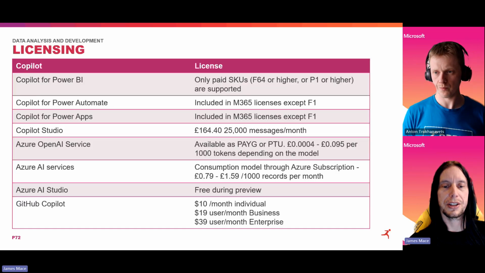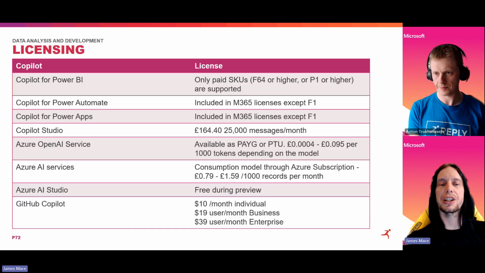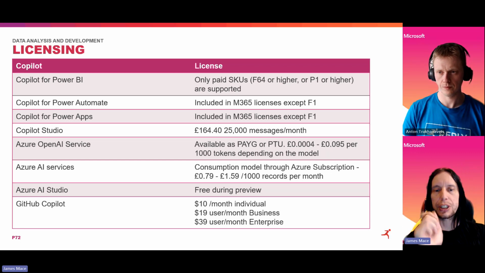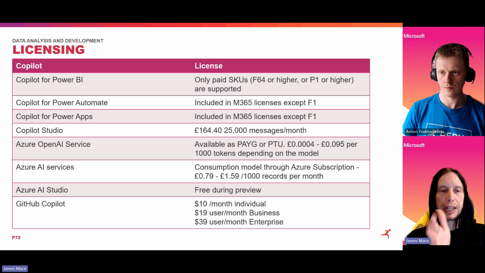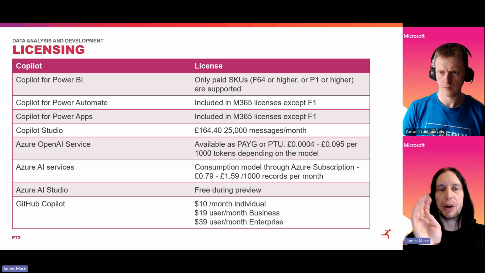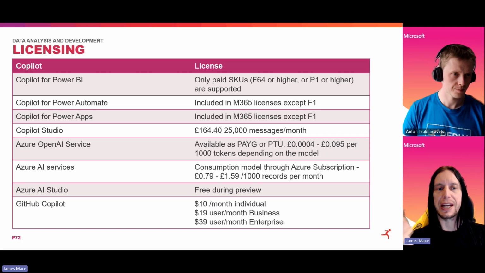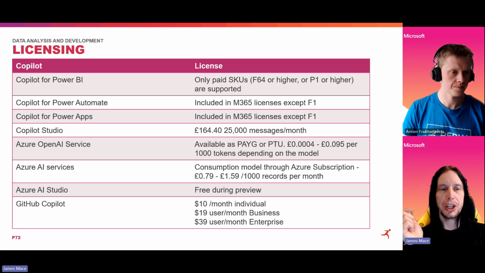Great, thanks, Ant. So just to summarize this section, a lot of what we talked about falls into that consumption model, except for GitHub at the bottom there. So Power BI is a consumption model. Power Automate apps is generally included if you already have the license for Automate apps. Copilot will show up in there if you have the right kind of M365 license. Copilot Studio is licensed as 25,000 messages per month at a certain rate, and then you can pay more to go above that.